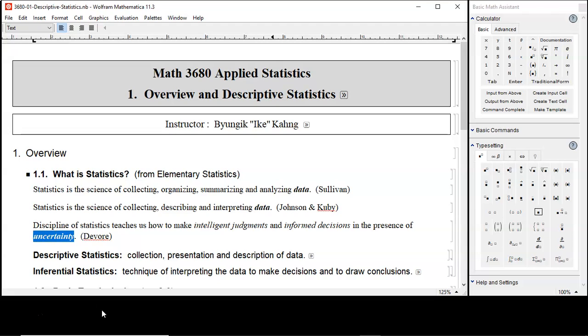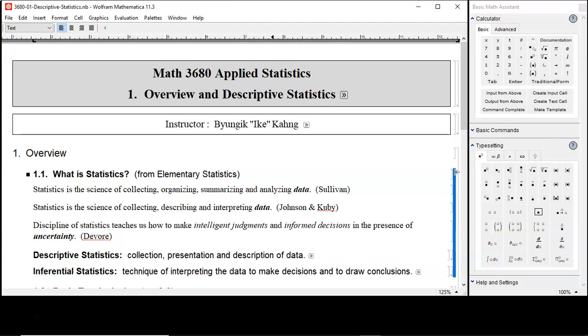Our textbook author, J. DeVore, is focusing upon the concept of uncertainty in describing what statistics is. Why do we need all those data to begin with? What are we going to do with those? And how are we going to do those? How do we apply those? All those questions revolve around uncertainty. In fact, it's the uncertainty that makes statistics statistics.